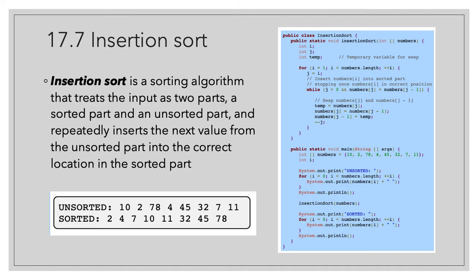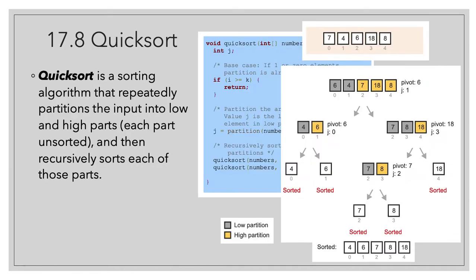In 17.8 we have quick sort, which is quite unique. It is a sorting algorithm that repeatedly partitions the input into low and high parts. Over here we see the initial values 7, 4, 8, 6, 18, 8, which are partitioned into, in this case, two parts, 6 and 4, which are sorted accordingly, and then 7, 8, 18 are sorted. At the end, once they've been sorted, they are listed out.